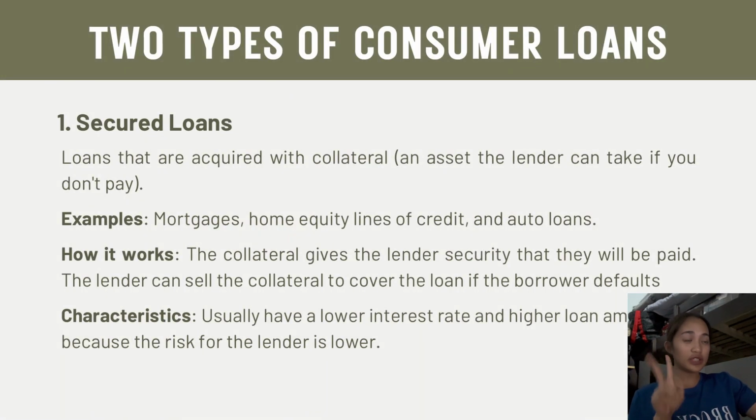Next we have the two types of consumer loans. These loans are classified into two types based on risk. First we have the secured loans, which require collateral. This means you promise an asset like a house or car as security. So why does this matter? Because it reduces the lender's risk. If you fail to pay, they can recover their money by selling your asset. Because of this lower risk, secured loans usually have lower interest rates, longer payment terms, and larger loan amounts. But the downside is serious. You can lose your property.